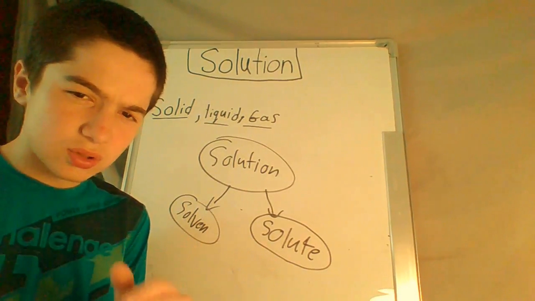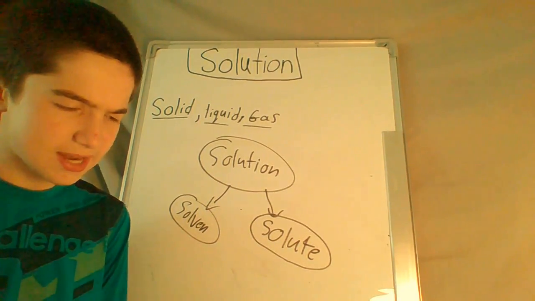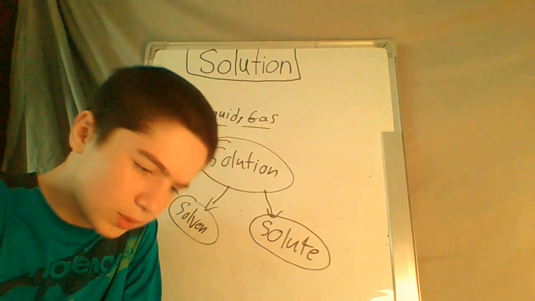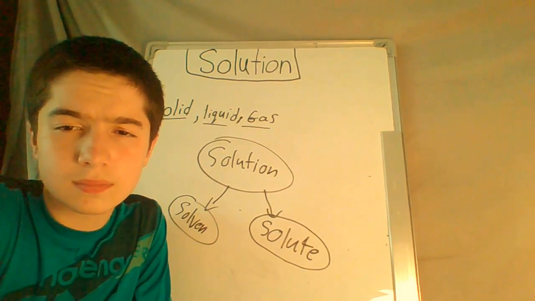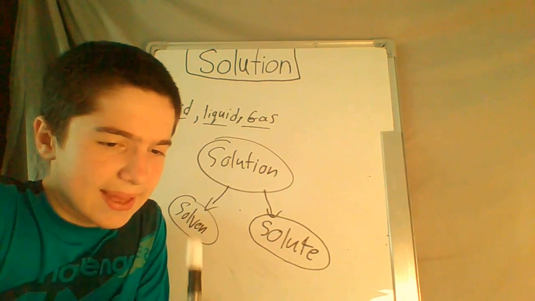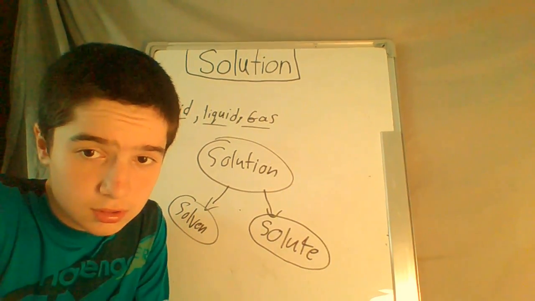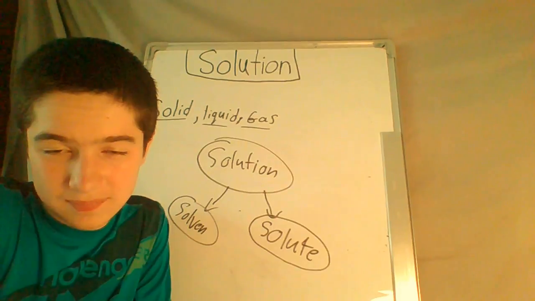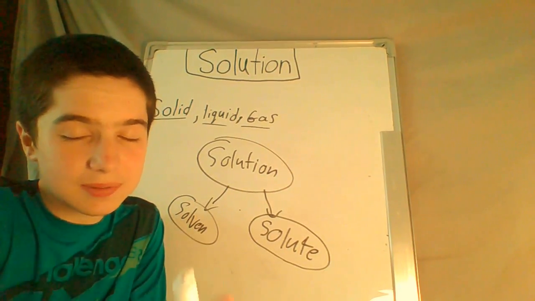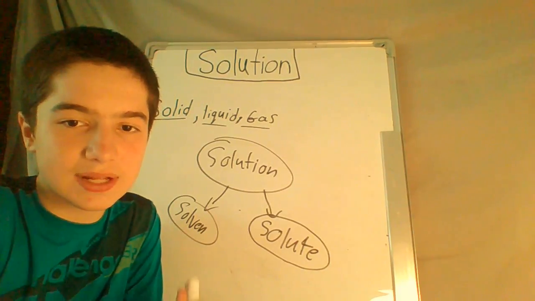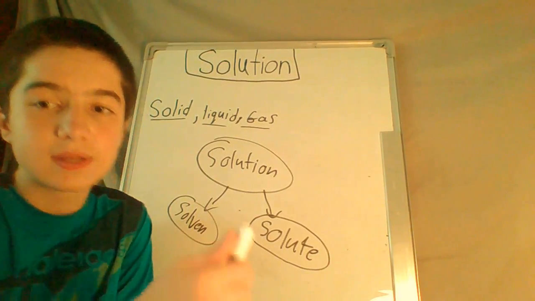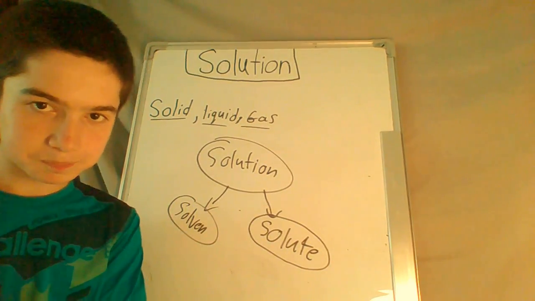So that's a solvent. What about solute? Can you guess what it is? We said what is a solvent. What about solute? You are right. A solute, which is an easy question, is a substance that dissolves in a solvent. That's a solute and that's a solvent.